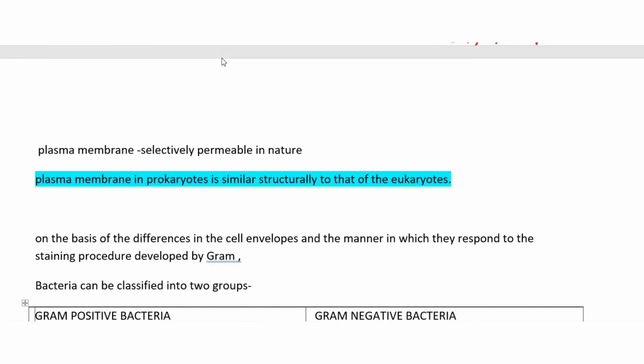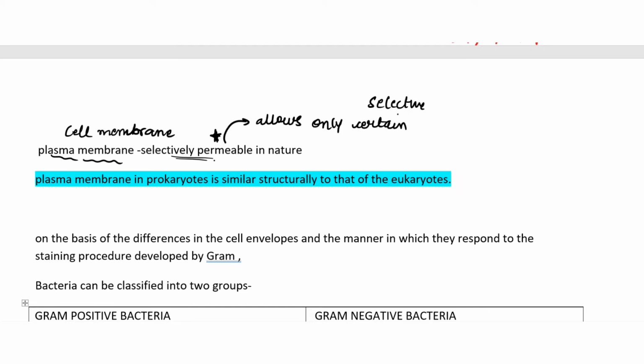Now let's talk about plasma membrane, or cell membrane. It is selectively permeable in nature, which means it allows only certain or selective substances into the cell. Whereas cell wall, remember, is fully permeable and there are no restrictions to it. It allows free movement in and out.